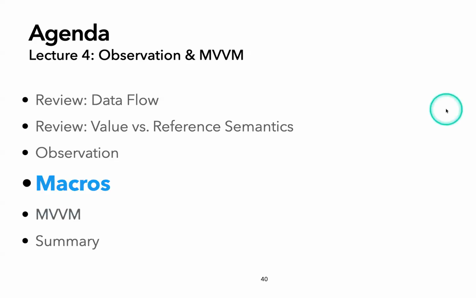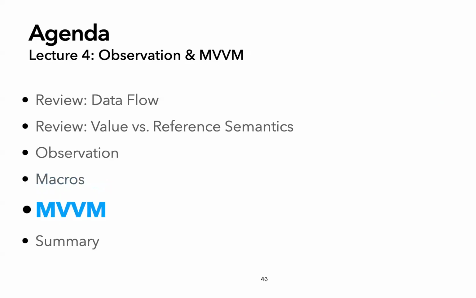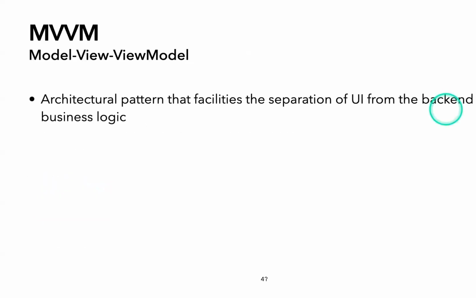Okay, cool. Now let's talk about what MVVM means. What does this acronym mean? MVVM is one of the many different app architecture models or paradigms that iOS uses, and probably Android apps also use. MVVM stands for Model View ViewModel, and it's an architectural pattern that facilitates the separation of UI from the backend business logic.